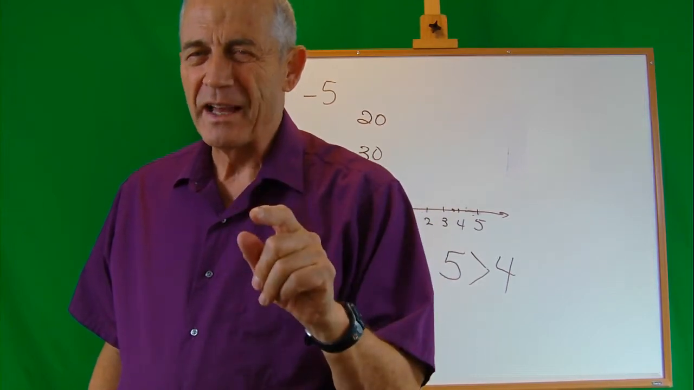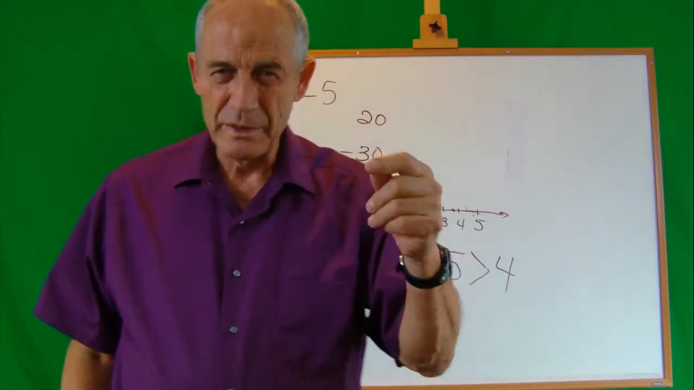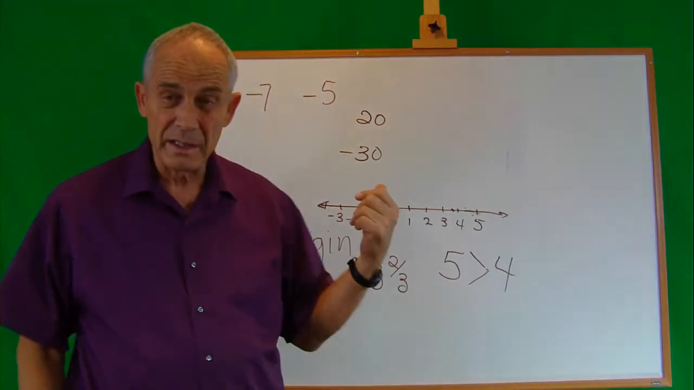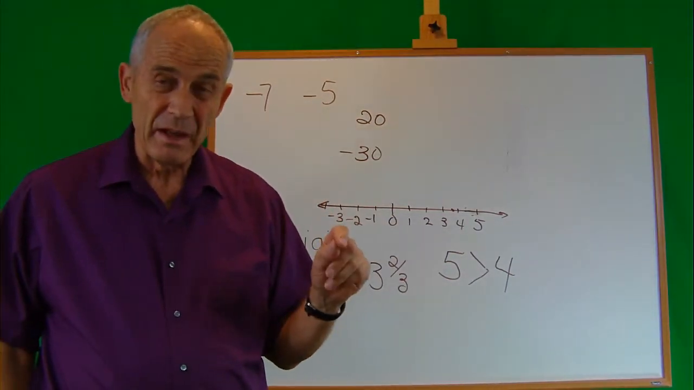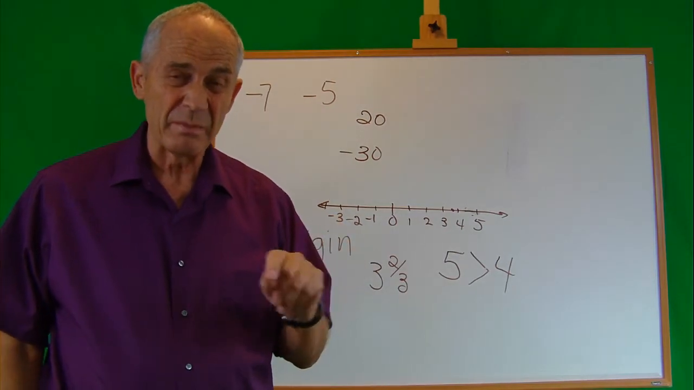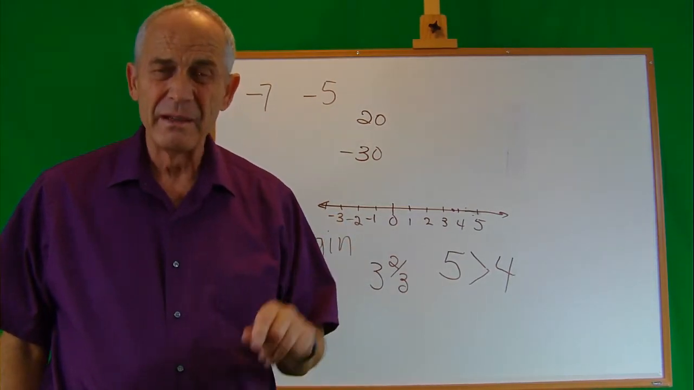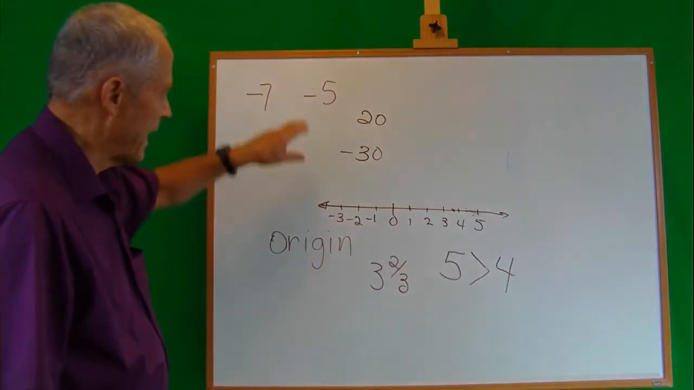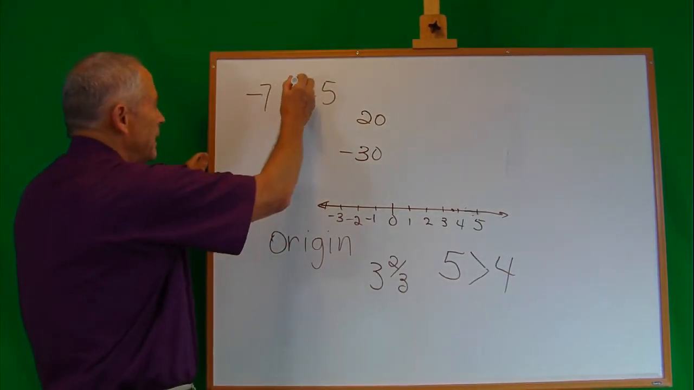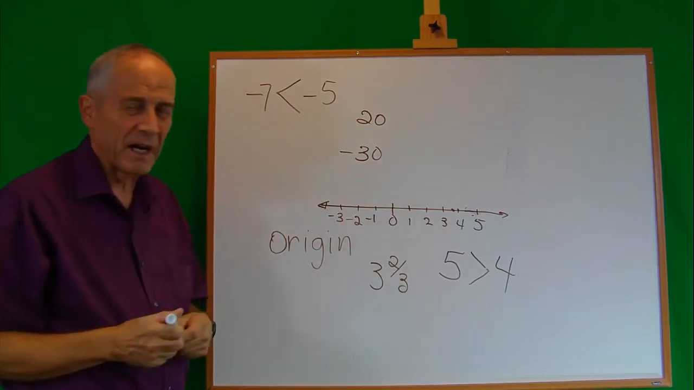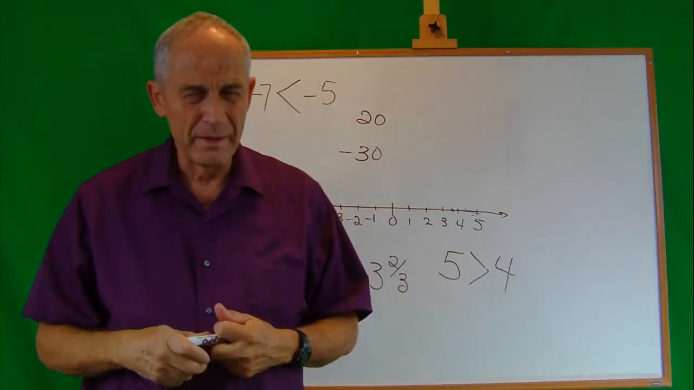Because in reality, and if you think of that example we used at the start when we were talking about the checking account, if you have -$7 in your account, you have less money than if you have -5. So if I had this situation here, I would have to put that the -5 is bigger than the -7.